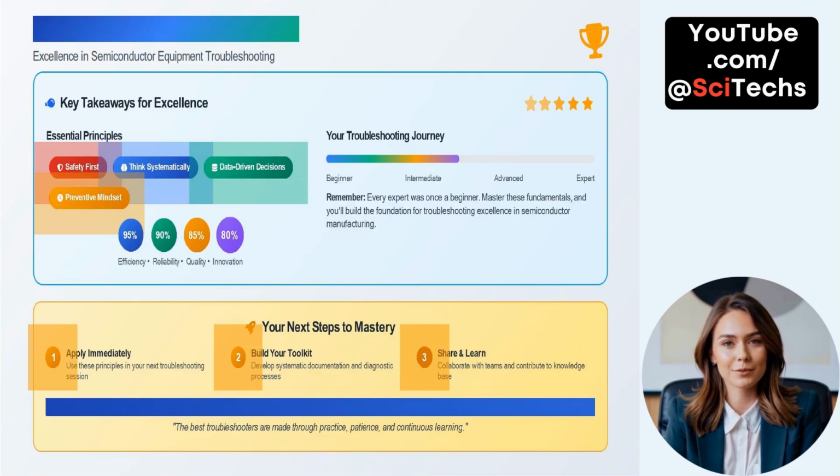To advance, follow these next steps to mastery. First, apply immediately. Use these principles in your next session. Second, build your toolkit by developing strong documentation and diagnostics. Third, share and learn by collaborating and contributing to team knowledge. Remember, the best troubleshooters excel through practice, patience, and continuous learning.